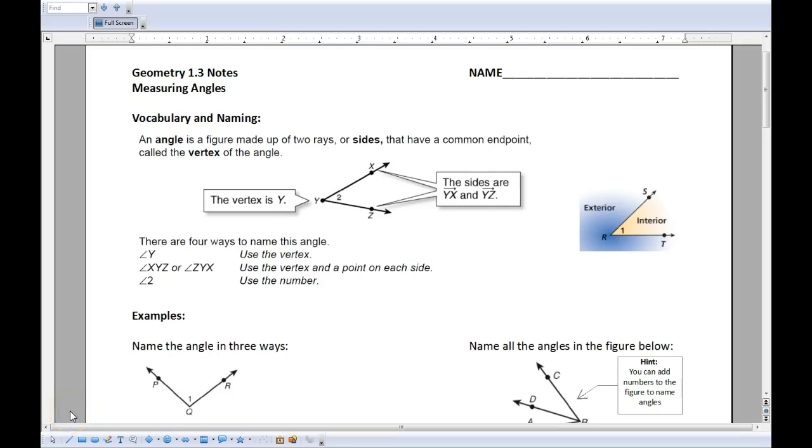All right, so yesterday we were talking about segments. Today the focus is going to be on angles. So this is section 1.3, measuring angles. A little vocabulary in the beginning.